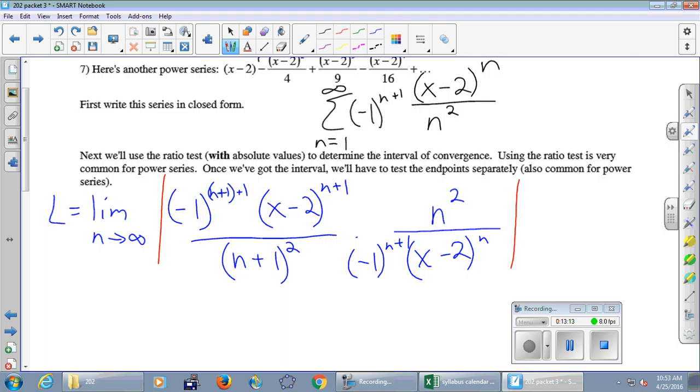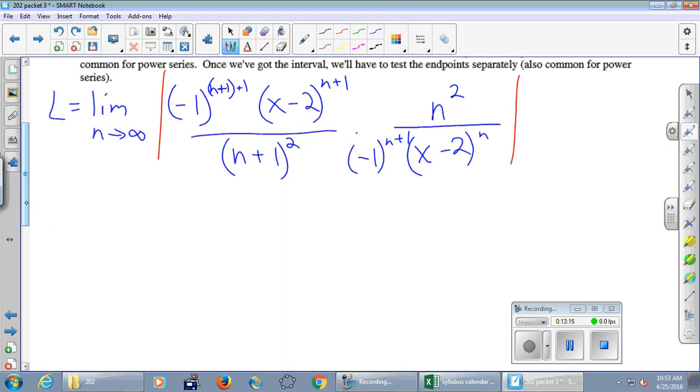Okay, and now we got some algebra to do because we need to clean this limit up. First of all, what about the negatives here? They're inside of an absolute value, so they don't contribute anything, right? We're just going to ignore them. I'm not going to cross them off. I'm just not going to write them again.